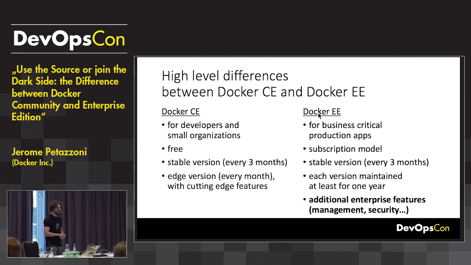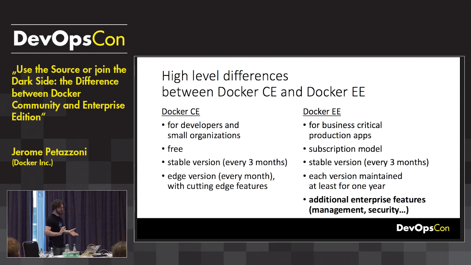The Community Edition is made for developers, which means that, for instance, when you are using Docker on a Mac or Windows machine, you end up having the Community Edition. And it's also good for small organizations, and you will understand why when we look at the feature matrix. The Enterprise Edition is optimized for business-critical production apps, which means as soon as you have some money on the table and you want to be sure that things will work right, and you want to be able to slap fingers on somebody when something goes wrong, then you want the Enterprise Edition, basically. Because if something goes wrong, you can call Docker Inc. and say, hey, what the hell is going on with that machine?